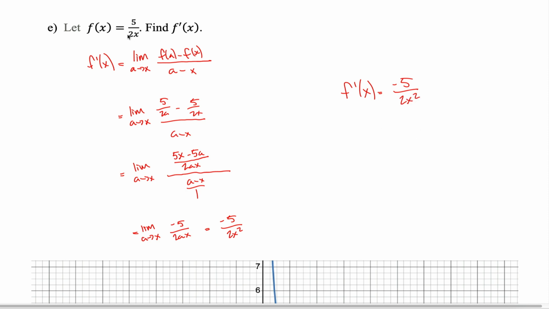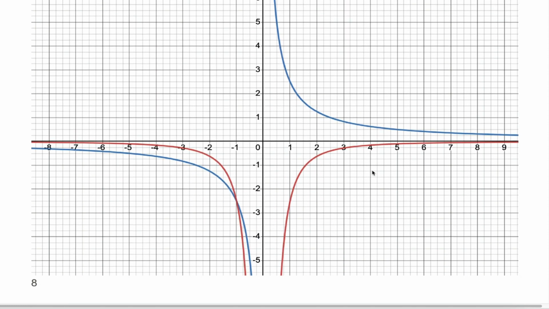Let's take a look at the graph of f of x equals 5 over 2x and the graph of f prime of x equals negative 5 over 2x squared on the same set of axes. That's kind of cool. In blue we have f of x, in red we have f prime of x. The slope of the tangent line to the graph in blue at any point that you want is given by the height of the graph in red. Pick some examples, draw some tangent lines, investigate some different heights and slopes if you feel like it.